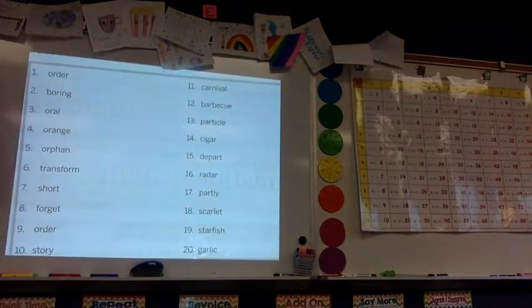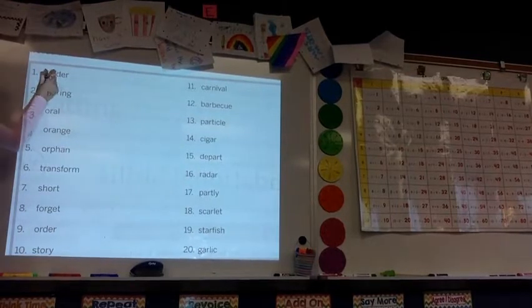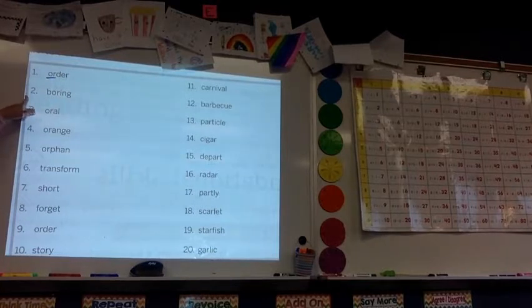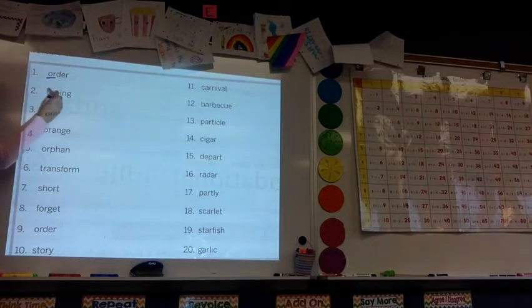What's our word? Order. What do we see, OR or AR? OR. The OR at the beginning says what? Or. Fabulous. Look at number 2. We have the word boring. What's our word? Boring. Do we have OR or AR? OR. Where do we see it? In the beginning. Kind of the beginning, right after that B, right? Very good. Next up, we have oral.